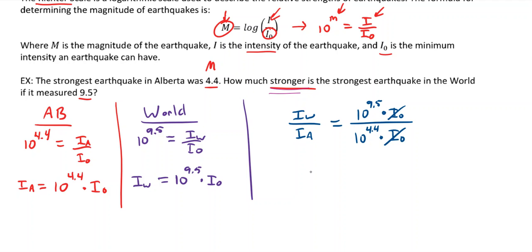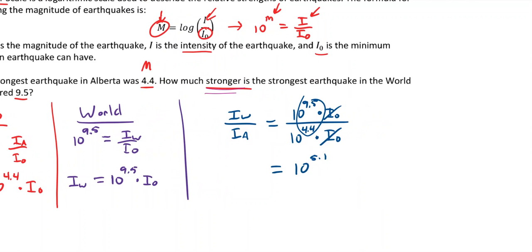So in the end, that's just going to be equal to, and you could put this in your calculator, but we have laws for this, right? What else could we do? 10 to the power of 5.1. Yeah, right. So that's going to be 10 to the power of 5.1. How'd you know that? Exponent laws. We just subtracted there, right? Same bases, dividing, so we subtract our exponents. So 5.1 times as intense.